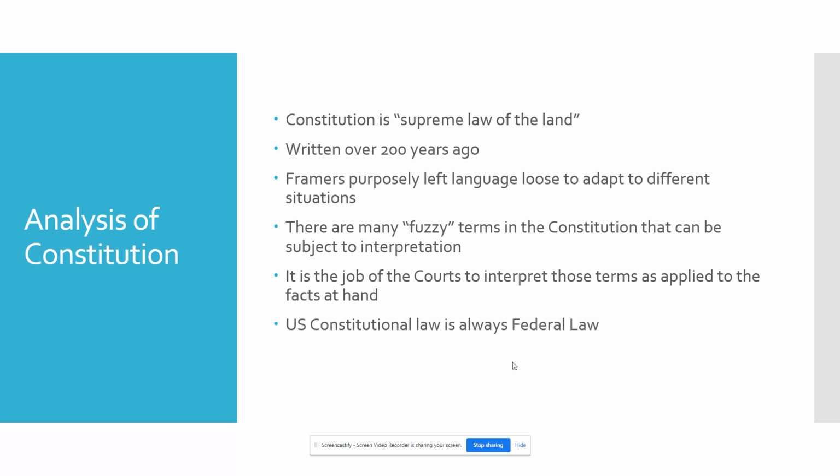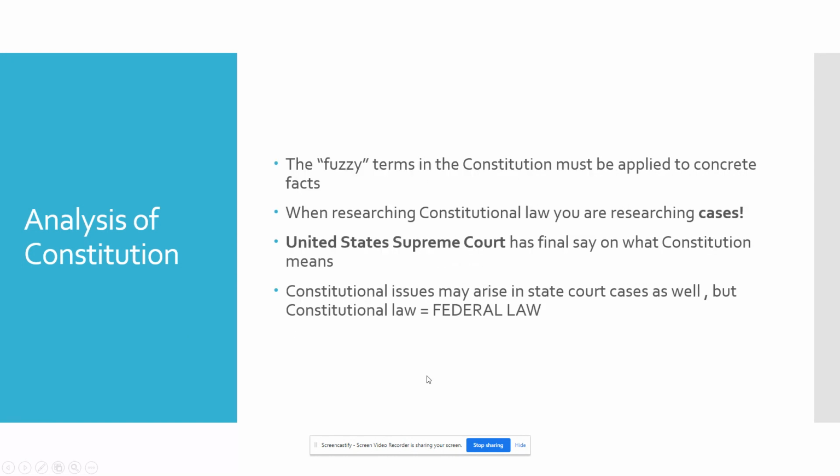It's going to be case law because the Constitution is short and the time between when the Constitution was passed and now is long. So there are a lot of cases that interpret different sections of the Constitution and comprise what is constitutional law today. So when we're doing constitutional analysis, we're looking at the sections of the Constitution, but much more importantly, we're looking at the cases that interpret it.